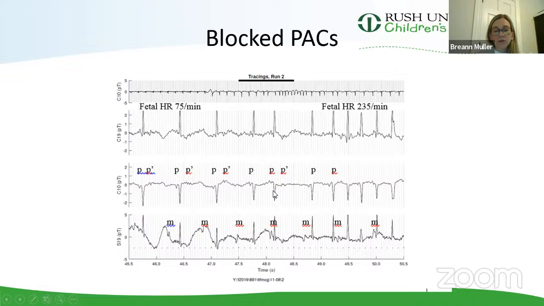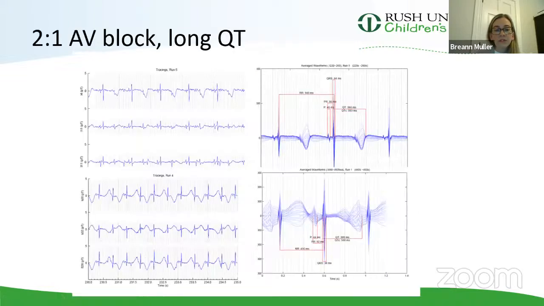And interestingly, during the MCG for this patient, the fetus went into SVT. And that is shown over here with a rate of about 235. So I also wanted to talk about 2-to-1 block. And I'm going to have some slides comparing 2-to-1 AV block with the bigeminal blocked PACs and how you can try to differentiate the two.